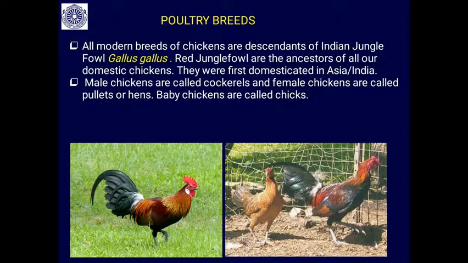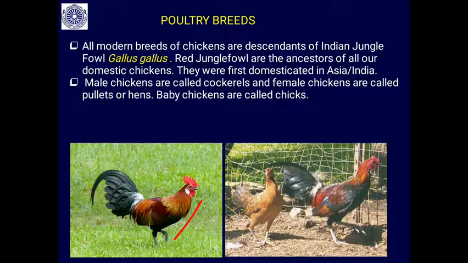All modern poultry birds that you see in the world, these chickens, are the descendants of the Indian jungle fowl, Gallus gallus. Red jungle fowl you will find here. It is a beautifully colored bird. Red jungle fowl are the ancestors of all our domestic chickens. They were first domesticated in India.